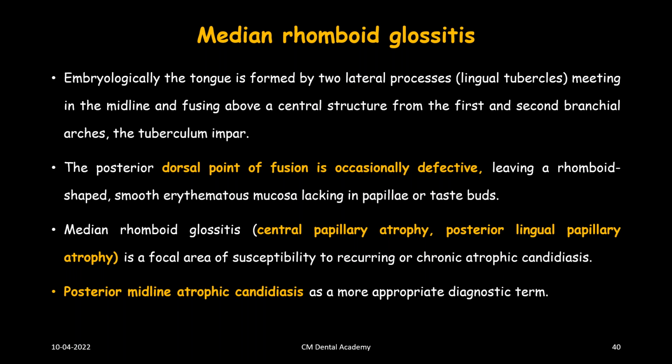The posterior dorsal part of fusion is occasionally defective, leading to a rhomboid-shaped smooth erythematous mucosa lacking the papillae and the taste buds. Median rhomboid glossitis is a focal area of susceptibility to recurring or chronic atrophic candidiasis. Sometimes it is also referred to as posterior midline atrophic candidiasis.